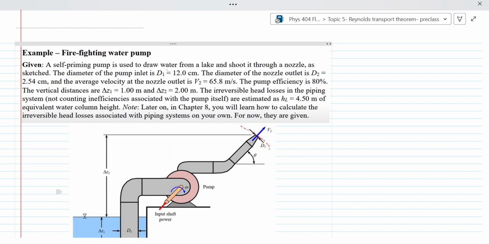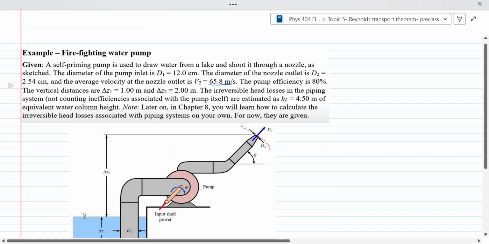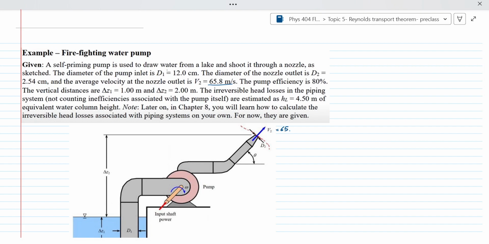The diameter of the pump inlet is D1 equals 12 centimeters, and the diameter of the nozzle outlet is D2 equals 2.54 centimeters. And the average velocity at the nozzle outlet is given, V2 equals 65.8 meters per second. This is out here on the outlet. The pump efficiency is given to be 80%.